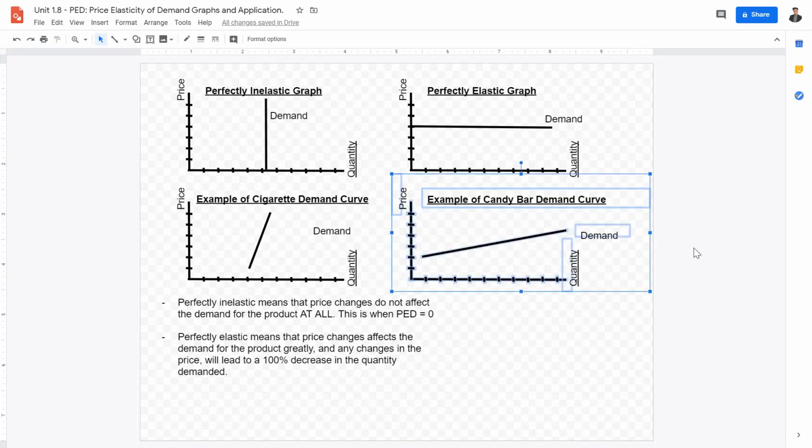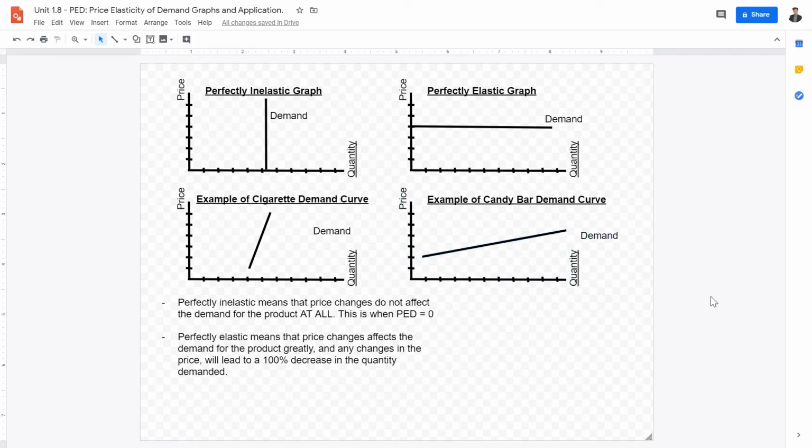So the steeper the demand curve is, the more inelastic the good is. However, on the other hand, the less steep the demand curve is, the closer to 0 the slope of the demand curve is, the more elastic the demand for the product is.